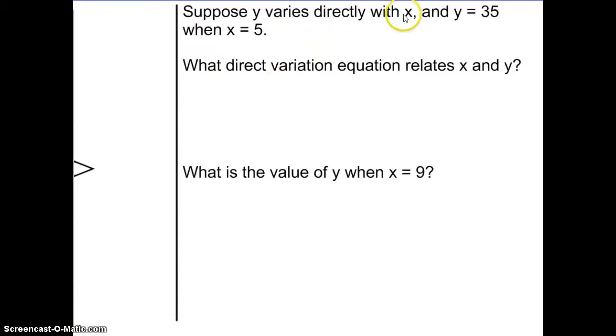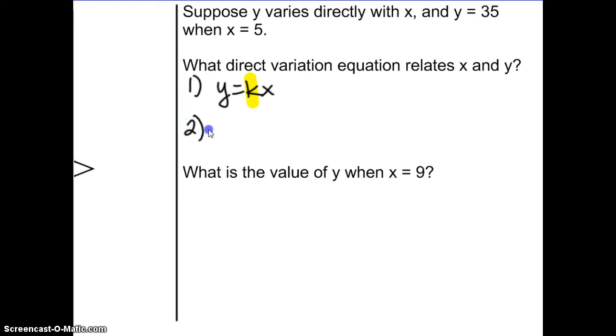Suppose y varies directly with x and y equals 35 when x equals 5. What direct variation equation relates x and y? All right, the first thing I'm going to do is write down y equals kx. All right, and that's great. My ultimate goal is that I figure out what k is. Okay, that's my ultimate goal. Right now, I don't know it. All I know is that y is 35 and x is 5. So what should I do?